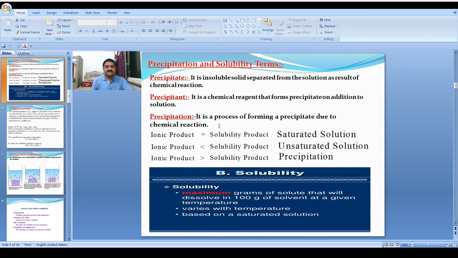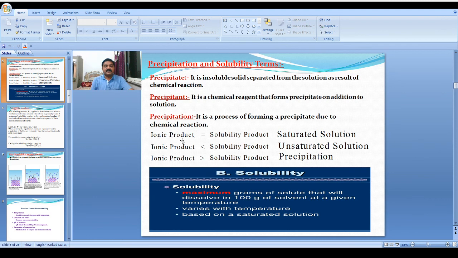Precipitation is the process of forming of precipitate due to the chemical reaction. Whenever the precipitation takes place, there is a chemical reaction, that means the exchange of ions, cations and anions which are present in the solute and the solvent. There may be a reaction between the ions here. So here the terms are given: ionic product and solubility product. Ionic product means the actual charge which is present in the solute, that means cations and anions, and solubility means the dissolving capacity of the solute in the solvent.